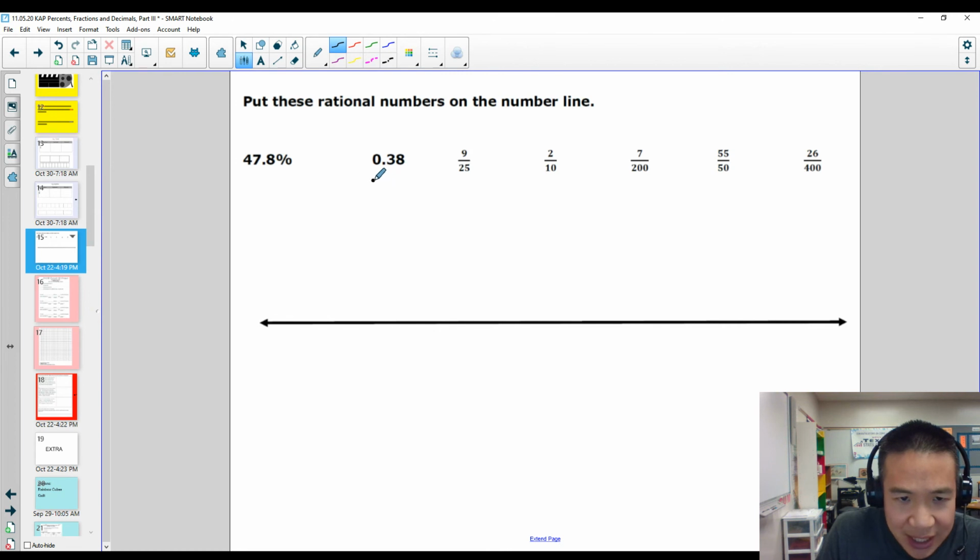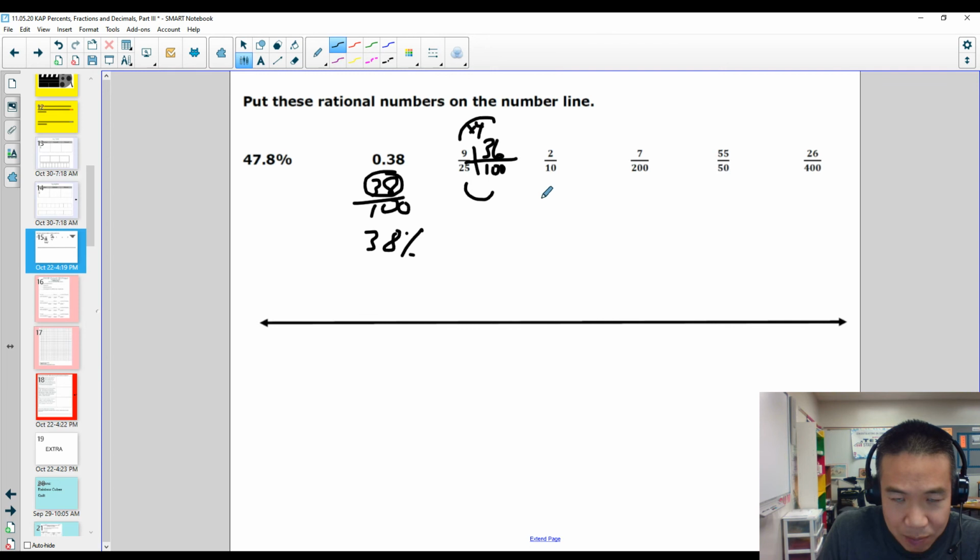So how would you say this in percent? 38 hundredths. Remember, a percent is anything out of 100, so it's 38%. This is done for you. How do you build this to 100%? You multiply by 4. So that'd be 36%.